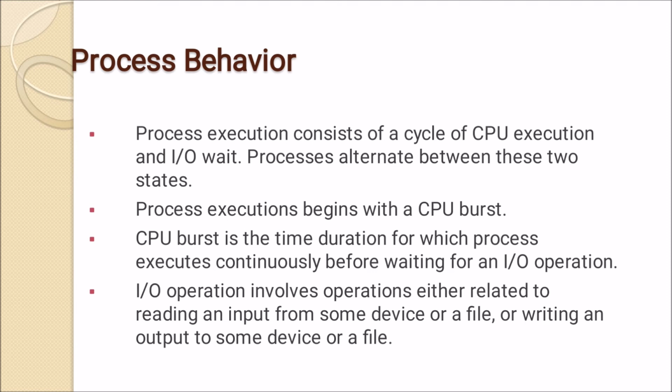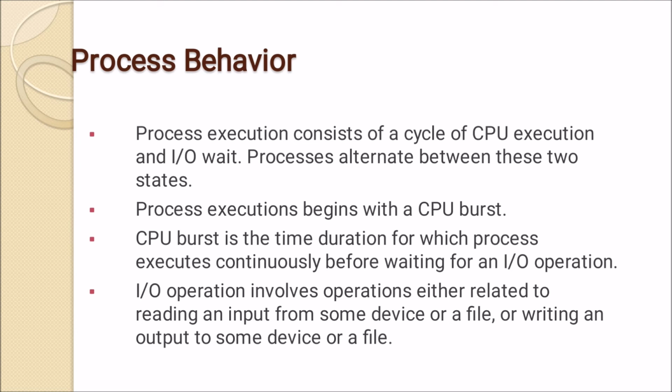The next topic we are discussing is process behavior. Process execution consists of a cycle of CPU execution and input output wait. A process alternates between these 2 states: either it is executing in the CPU or it is waiting for some input output. Process execution begins with a CPU burst. And what is a CPU burst? A CPU burst is the time duration for which a process executes continuously before waiting for an IO operation.